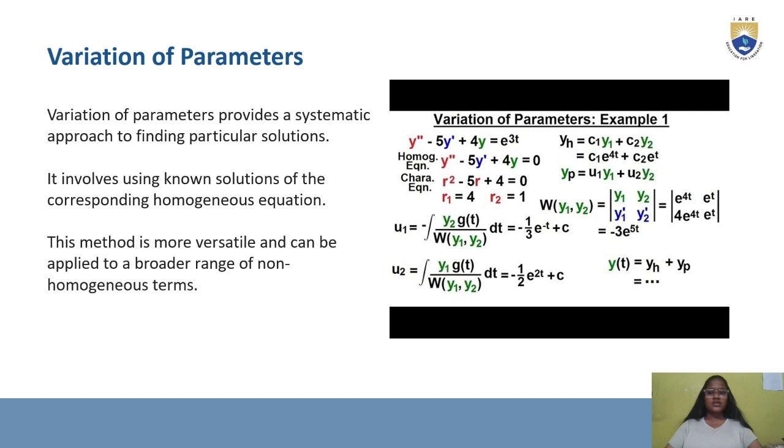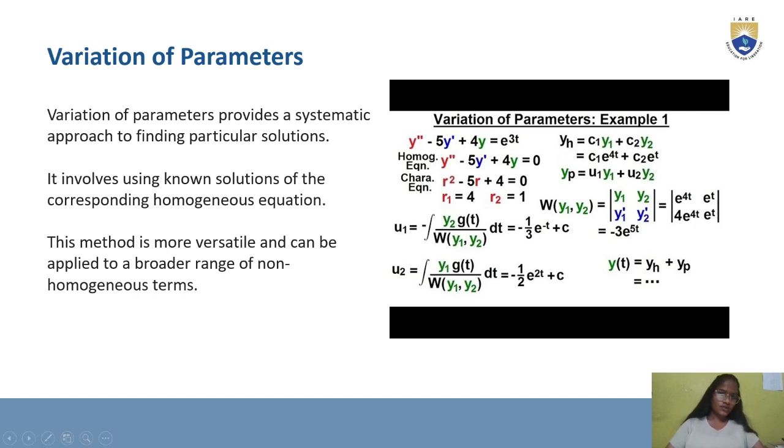Variation of parameters. Variation of parameters provides a systematic approach to finding particular solutions. It involves using known solutions of the corresponding homogeneous equation. This method is more versatile and can be applied to a broader range of non-homogeneous terms.